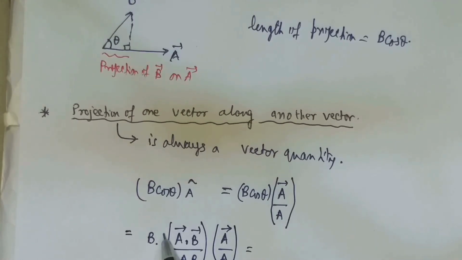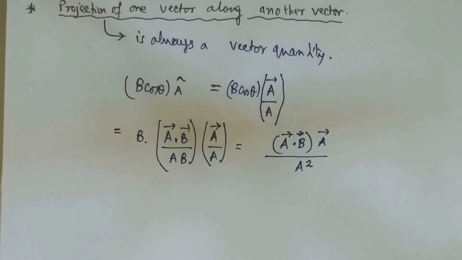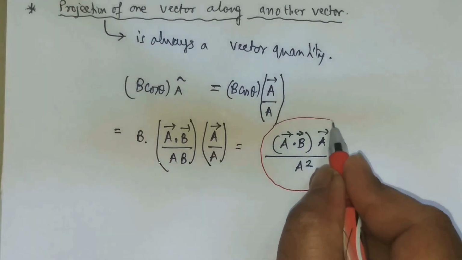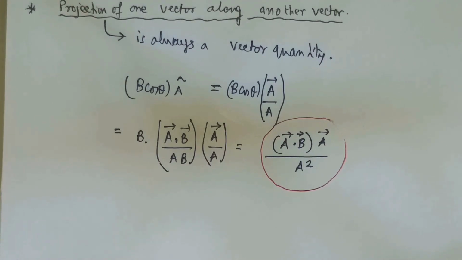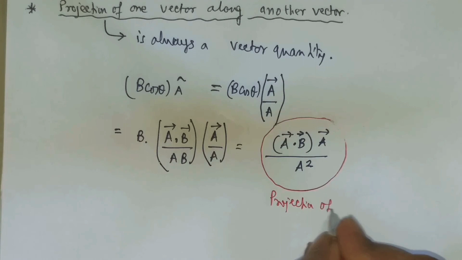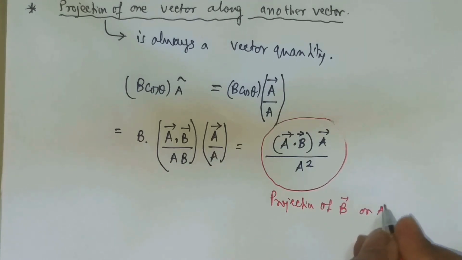Here you are able to see B gets cancelled and we have A dot B, just a number, times A divided by A square. A dot B times A divided by A square. Please see and observe that this is the projection of which vector? This is the projection of B on A.